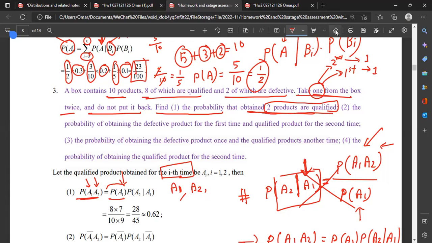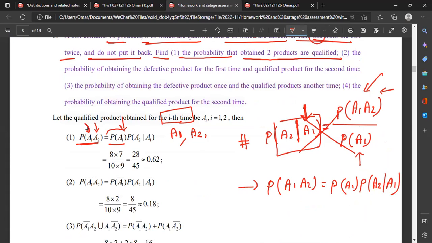So in the question, we are told to find the probability that the two products obtained are qualified. That means the first product is A1 and the second product is A2, and both of them are qualified. As we break down the formula, it is P of A1 A2 equal to P of A1 times P of A2 given that A1. So P of A1 is already known.